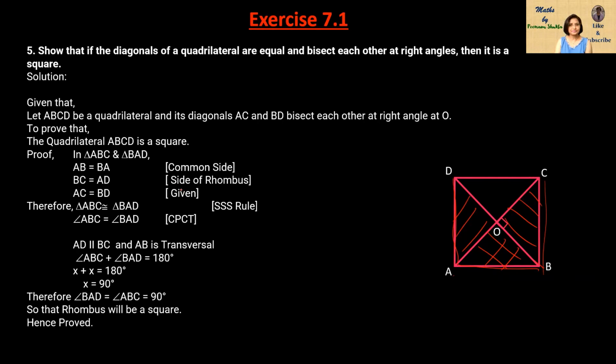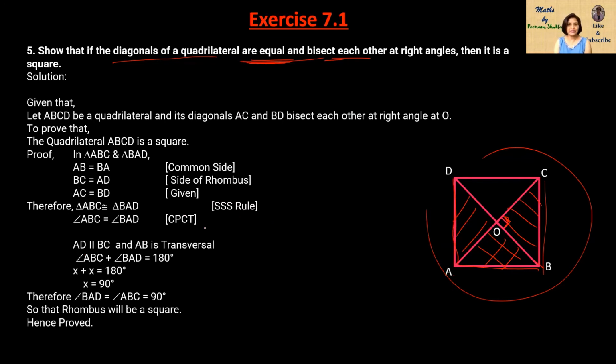This is the condition of a rhombus, and we consider this as a rhombus. So a rhombus has all equal sides, clear? In that case, we can say BC equals AD and AC equals BD. AC equals BD, it is given here. The diagonals of the quadrilateral are equal, this is given, and they bisect each other at 90 degrees, that is also given. So we can say these two triangles are congruent by the SSS rule.